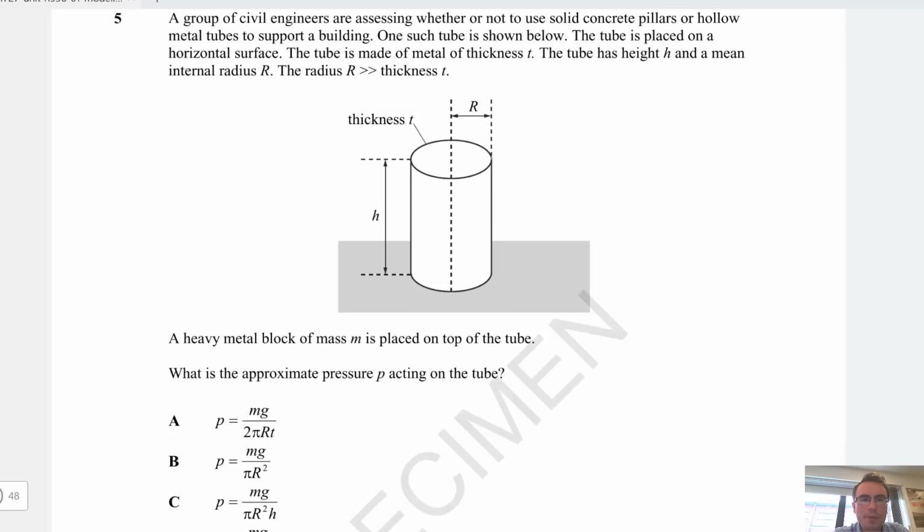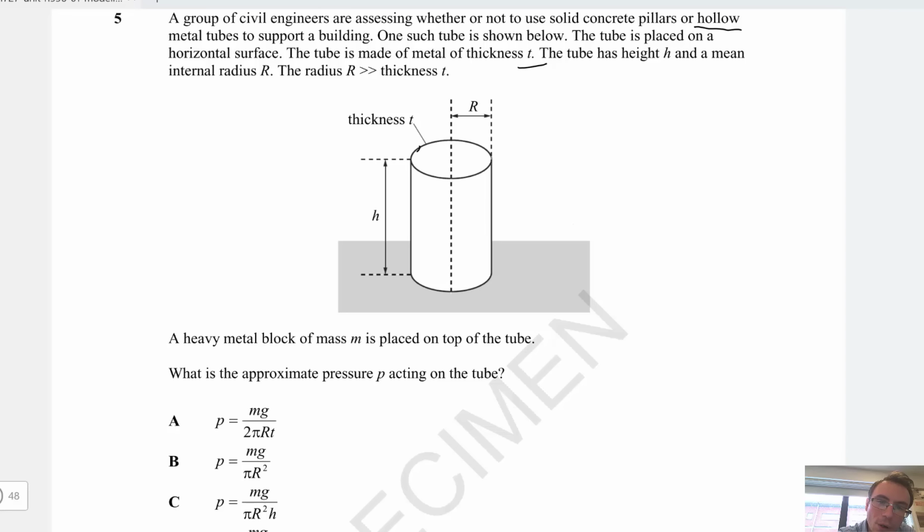Okay, question 5. A group of civil engineers are assessing whether or not to use solid concrete pillars or hollow metal tubes. One such tube is shown below. So the word hollow in this question is really important. The tube is placed on a horizontal surface. The tube is made out of a metal of thickness T. It has a height H and a mean internal radius R.